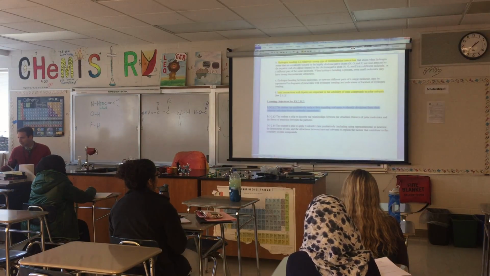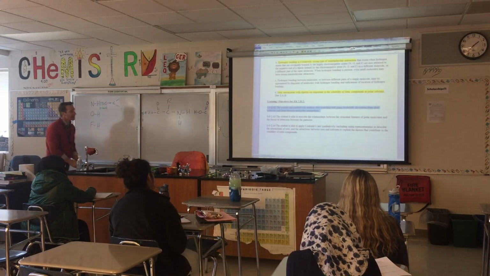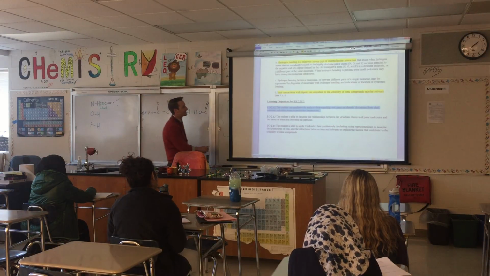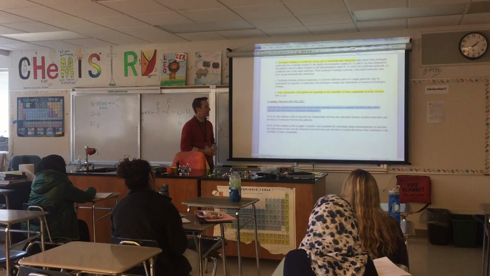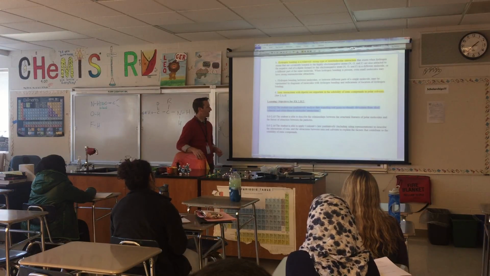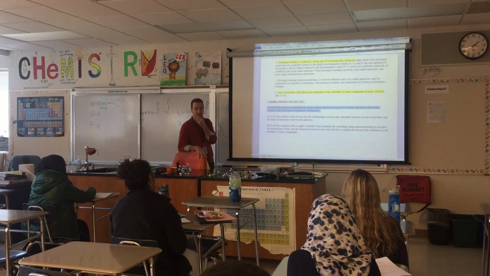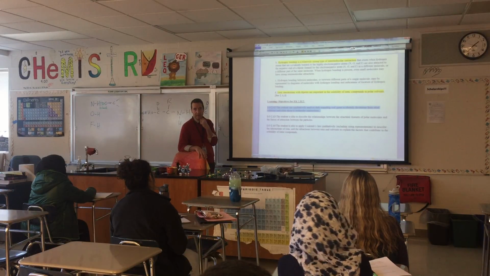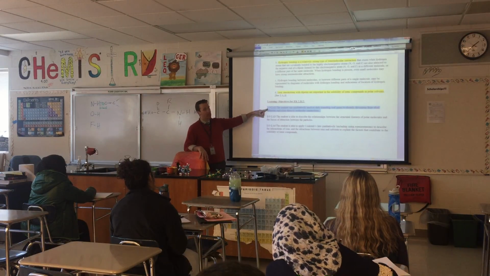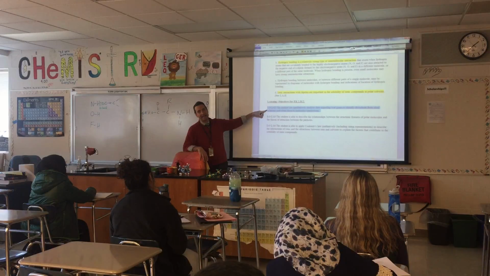This learning objective I think is out of place. The student can qualitatively analyze data regarding real gases to identify deviations from ideal behavior. I don't even know why this is in this section. This belongs in 2A. We're going to talk about gases in 2A, and then we're going to talk about deviations from ideal behavior when we do the ideal gas law. It has no business being here.